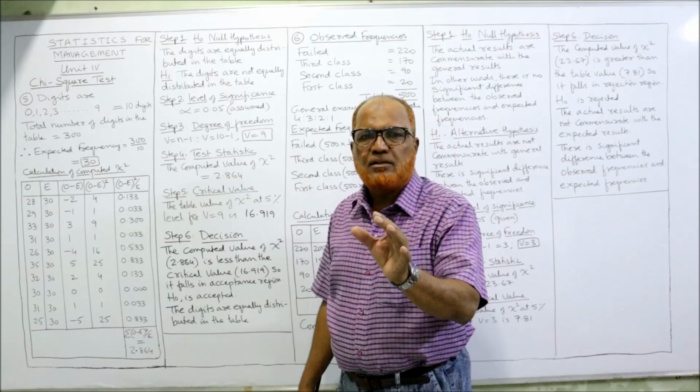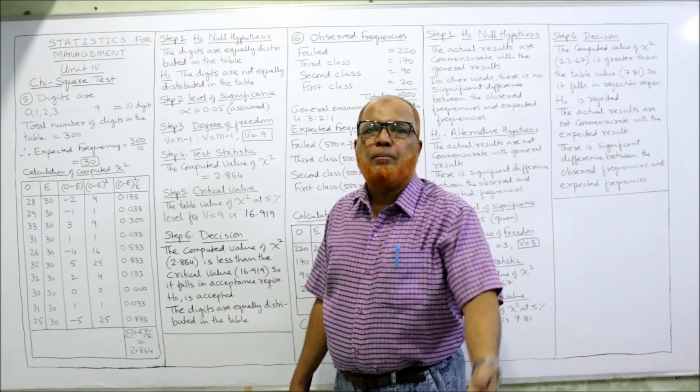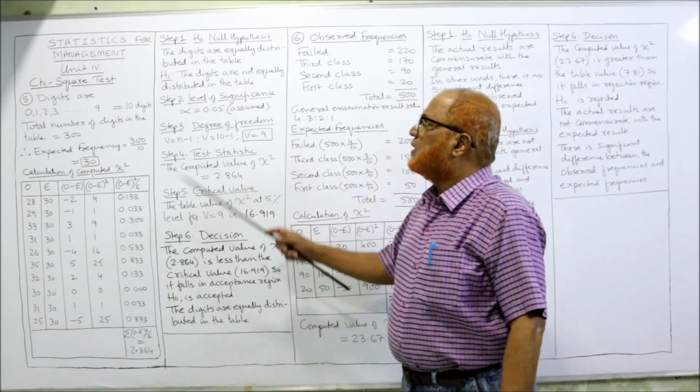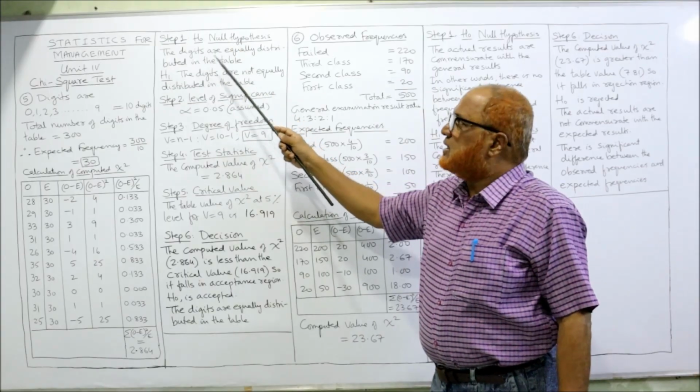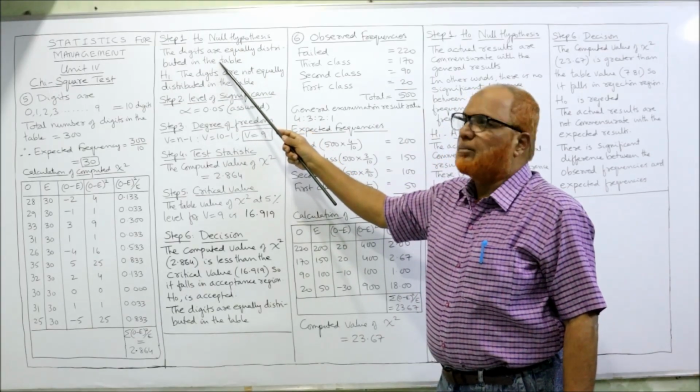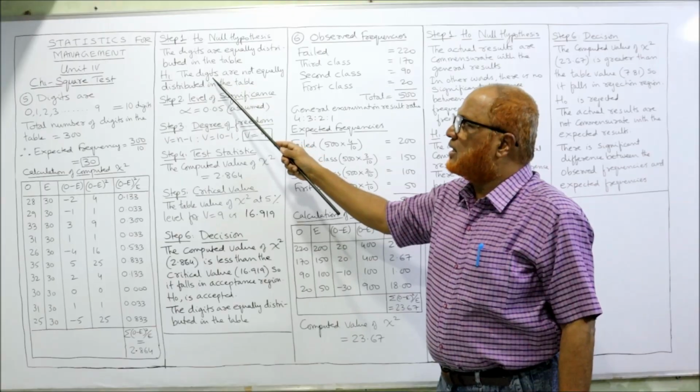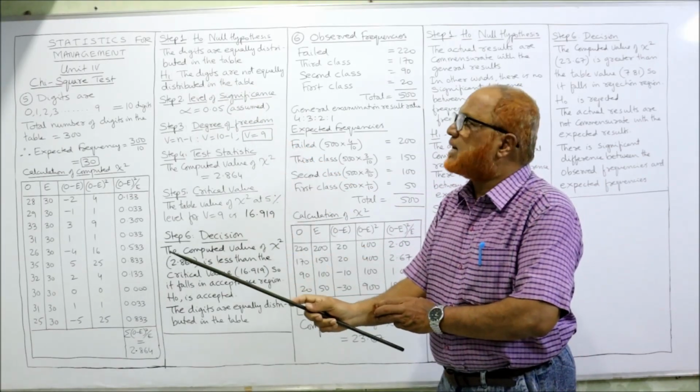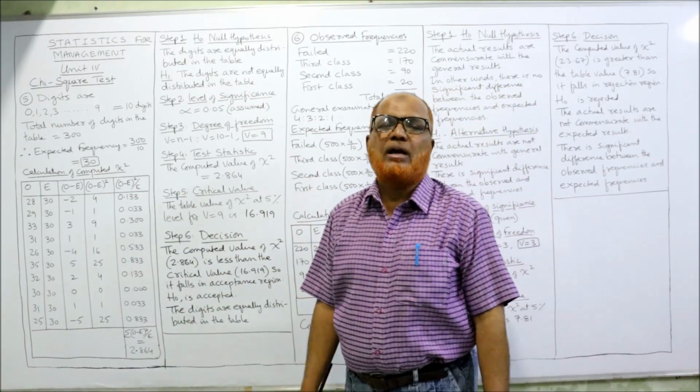Every digit has an equal chance of being repeated 30 times. So the null hypothesis: the digits are equally distributed in the table. There is no difference. The alternative is H1, which stands for alternative hypothesis.